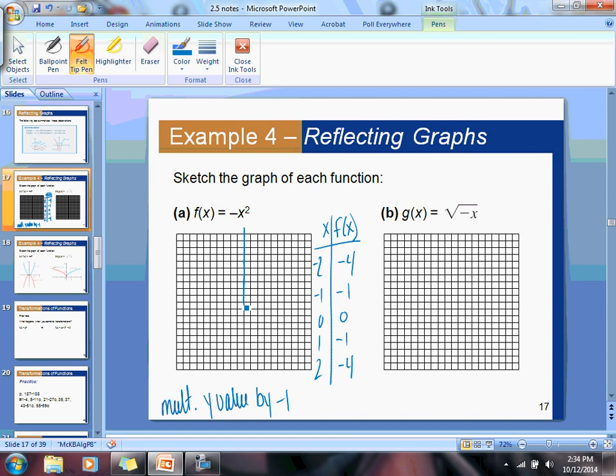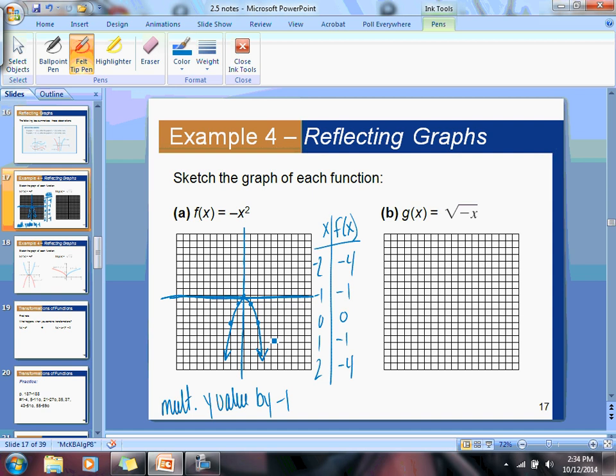So let's graph this. That line's a little sloppy there, but we're going to go from -2, 1, 2, 3, 4 to -4, -1, -1, 0, 0. Okay. So just by multiplying by a negative, that flips that original graph upside down.